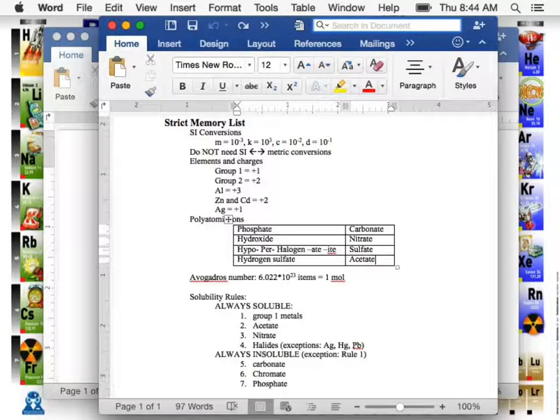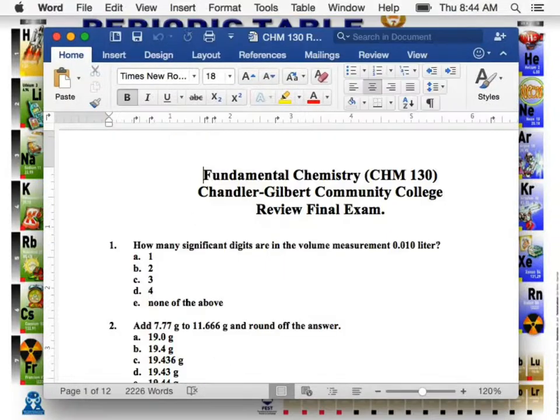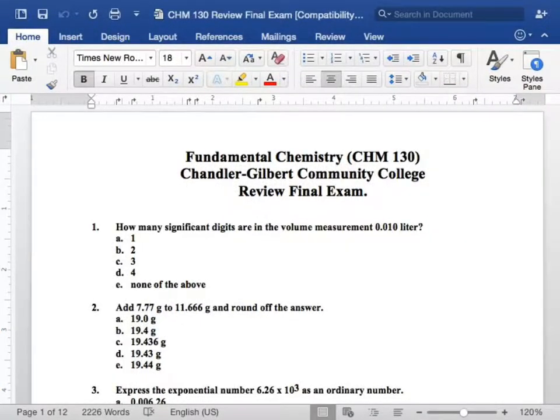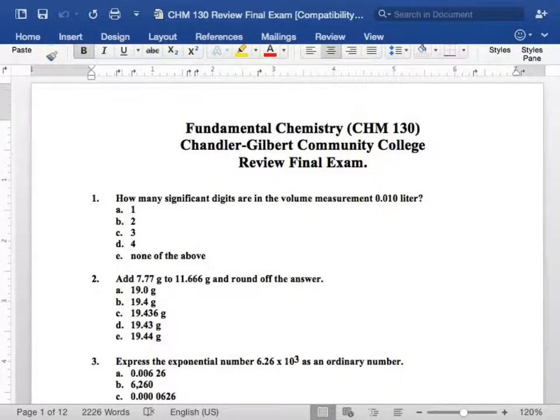This is not an exclusive list. There are other things that were required to be memorized, but for the most part, this covers the kind of extra stuff that I didn't super require throughout the course of the semester. After that, what we've got is our practice final. It says Chem 130 review, final exam. This would be your opportunity to decide what you want me to look at. If you don't care, well, then that's, I guess, your call.